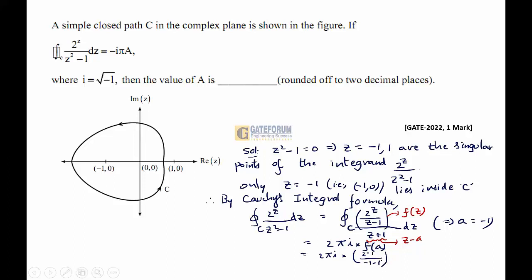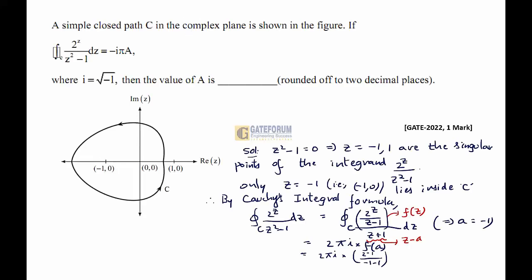So 2 power minus 1 is 1 by 2, and in the denominator minus 1 minus 1 is minus 2, which cancels. So you will be getting minus pi i by 2. Comparing this minus pi i by 2 with the given answer, minus i times pi a, therefore you will be getting a is equal to half. That is 0.5. So the answer is 0.5. This is the end of the question.